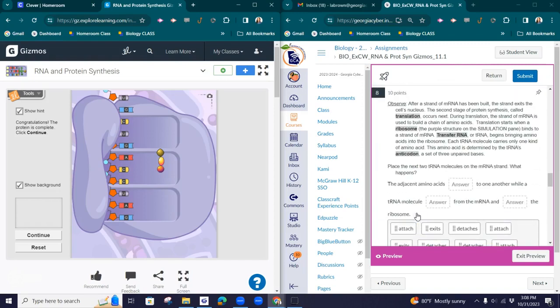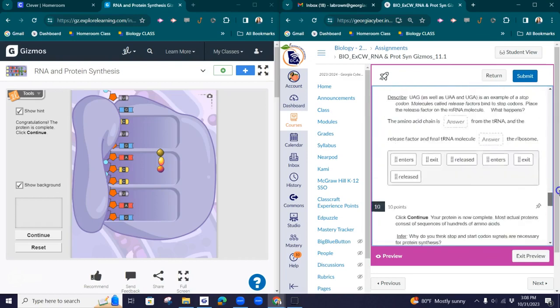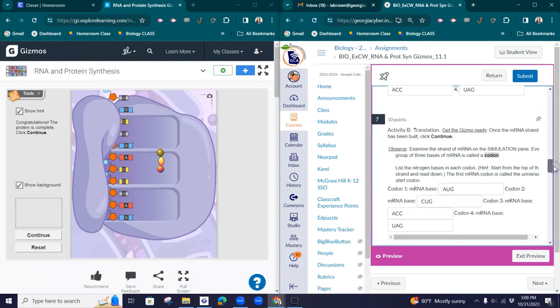I'm going to stop right here at number eight. Everything else, you should be able to fill in the blanks yourself. But I think numbers 1 through 7 were the questions that most students were having problems with. Hope this helped.